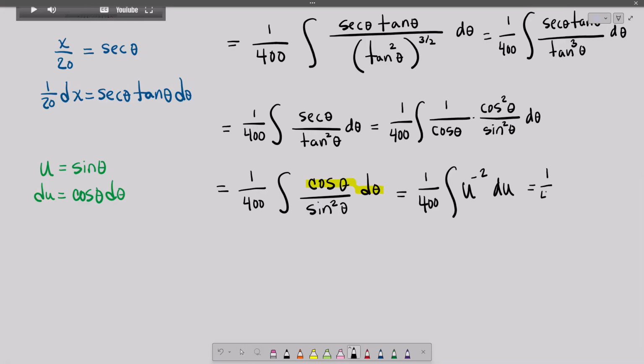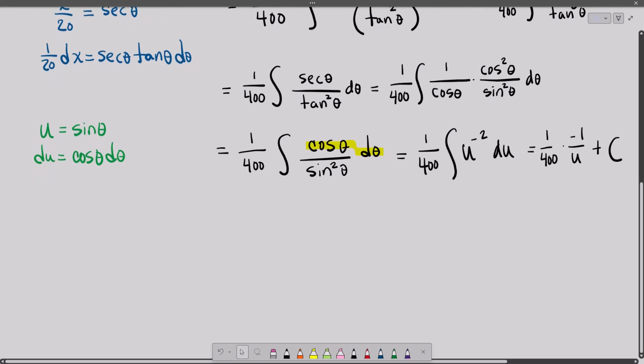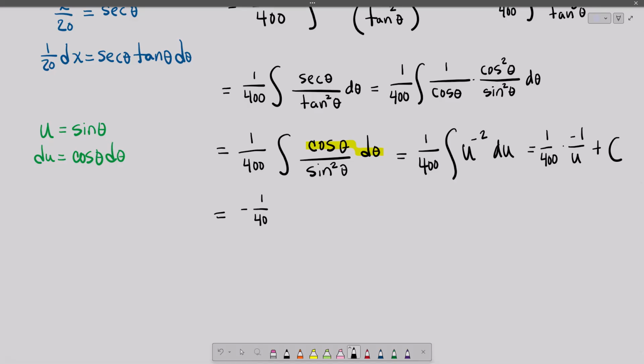We have 1/400th. We add 1 to the exponent and get -1. And then we divide by the new exponent. So we're going to have -1 over u plus c. Then we go back to sine. So we're going to have -1/400th times, let's see, u is sine, so 1 over sine, which we could turn to cosecant if we wanted, but we don't need to, plus c.